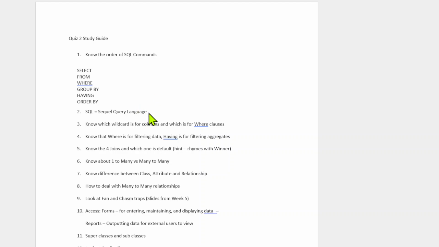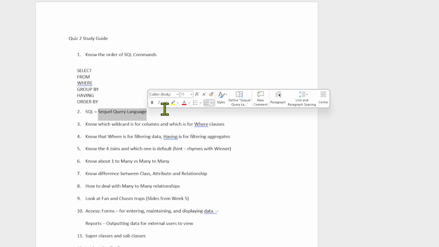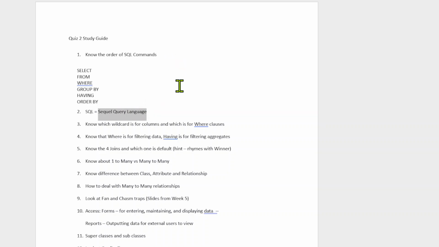I'm not sure I ever brought this up in class or not. I didn't see it on the notes. I wanted to put that out there. SQL actually stands for Structured Query Language. So if that pops up on the quiz, you've got that.